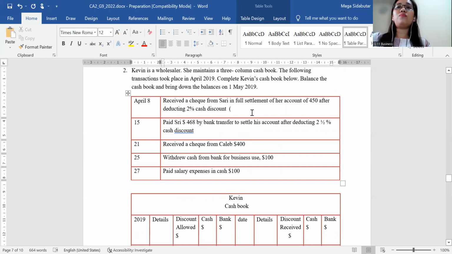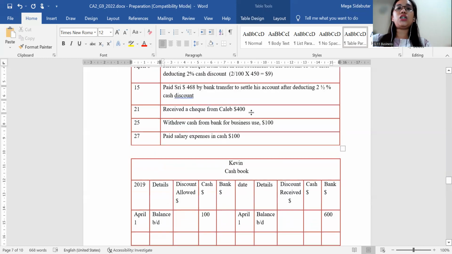Receive a check from Sari in full settlement of her account, $450 after deducting a 2% cash discount. So the original account is $450. We need to find out how much is 2%, or 2 divided by 100 times 450. That will be around 9, so this is the total discount.